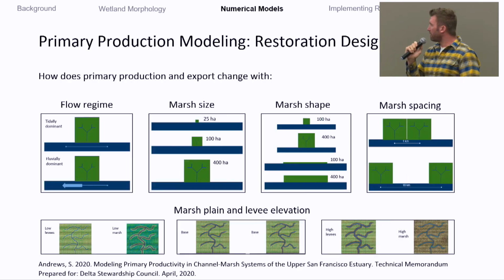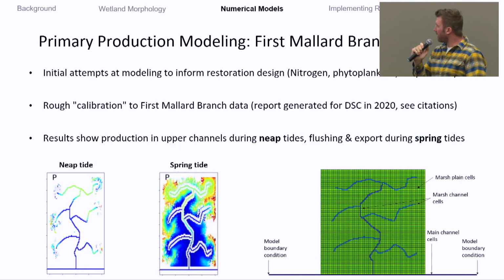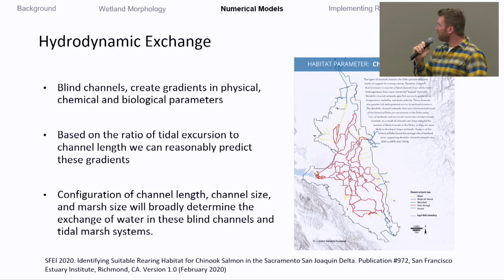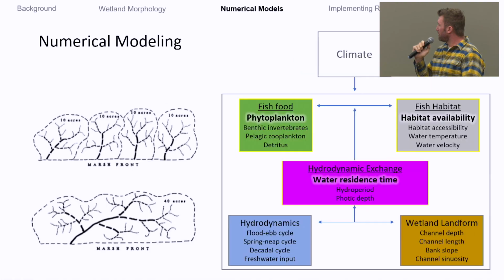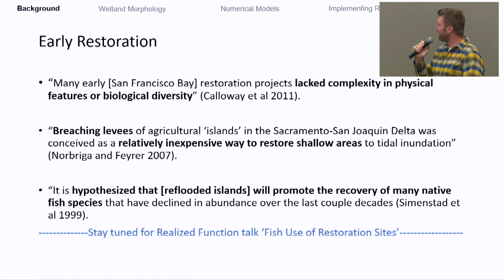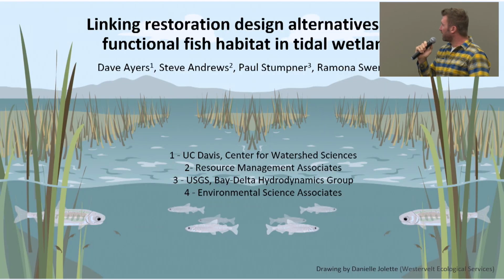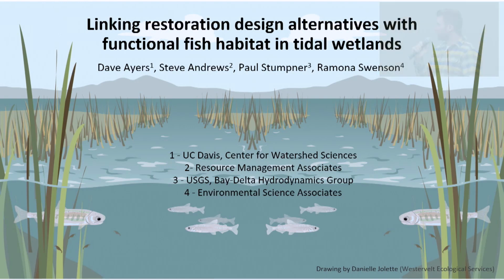And with that, we can take any questions. I forgot to actually introduce everyone taking part here, so let's do that really quickly. Again, I'm Dave Ayers, a graduate student at UC Davis. Steve Andrews is an engineer at Resource Management Associates, Paul Stumpner is a hydrologist at USGS, and Ramona Swenson is a restoration ecologist at ESA. And with that, we'll take any questions.